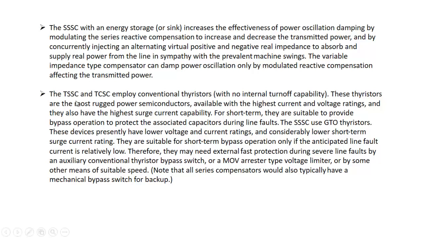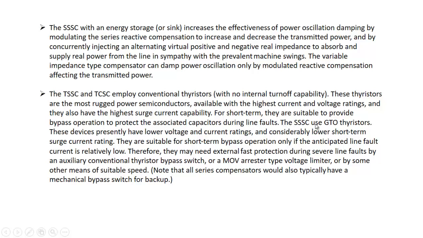The TCSC and TSSC employ conventional thyristors with no internal turn-off capability. These thyristors are the most rugged power semiconductors available, with the highest current rating and voltage rating, and they also have the highest surge current capability. Actually, this is the advantage of these thyristors, or we can say of the series compensators employing thyristors. For the short term, they are suitable to provide bypass operation to protect the associated capacitor during faults, because their rating is very high.